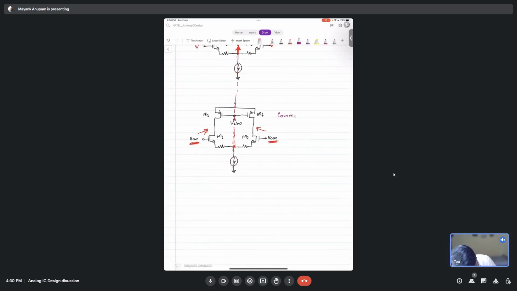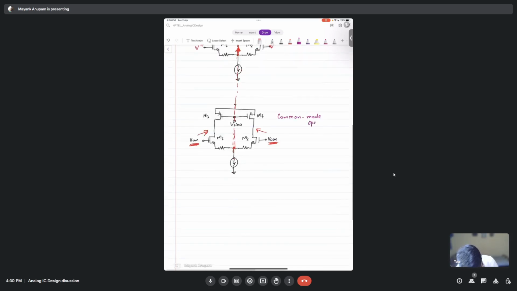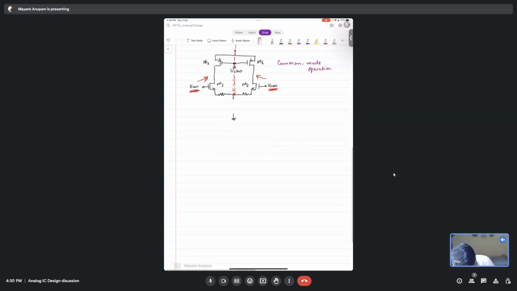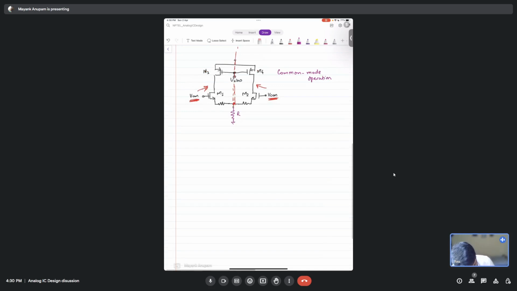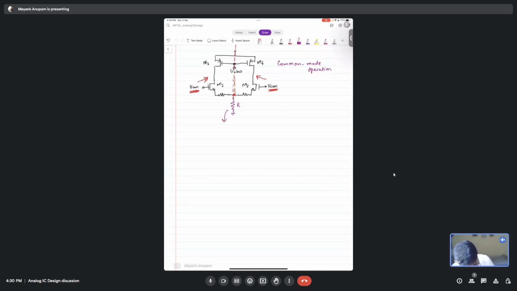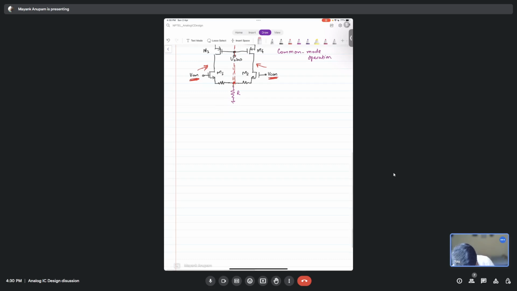For common mode operation, you construct the common mode half circuit. So let's see what that is. Let's say this current source was not a current source but a resistor here, some resistor R. So what you will do is, the half of this will look like what? First, this R has to also divide equally. So R by 2.